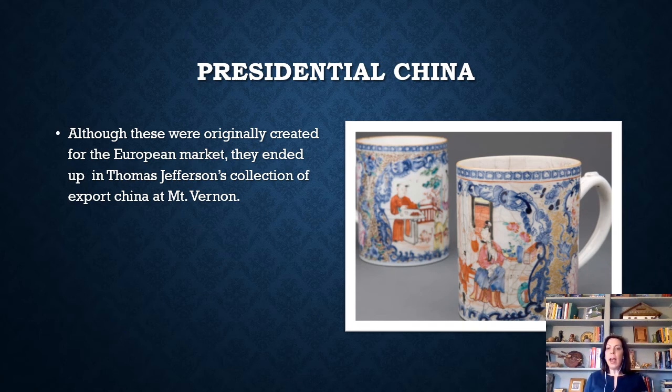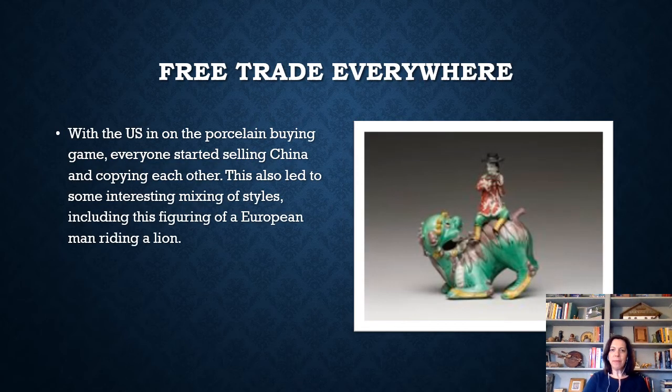So this was export china that was porcelain made in China, that was exported to the European market, that Thomas Jefferson then brought back on one of his many voyages from Europe. But now it is at Mount Vernon if you would like to see it. And by this point, late 1700s, trade of porcelain is everywhere, and definitely led to some interesting mixing of styles.